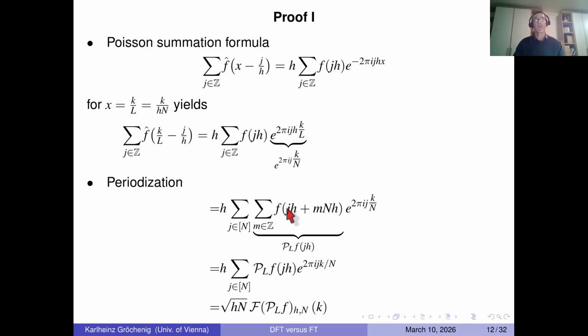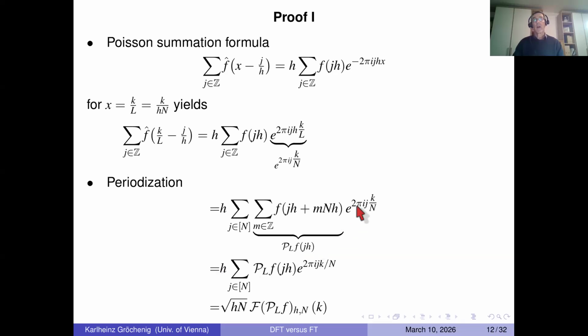So this j here becomes j plus m times n. j runs now through a residue class, negative n half to n half. And here we have multiples of this n. This does not affect the exponential, okay? The n times m disappears. And so when I rewrite this expression, I have the periodization of f with period n times h. So that's period L. The periodization with period L evaluated at the point j times h. So this inner expression is the periodization at j times h.